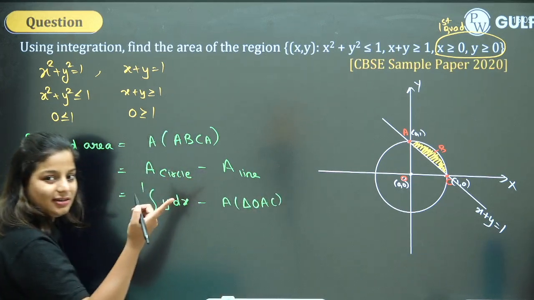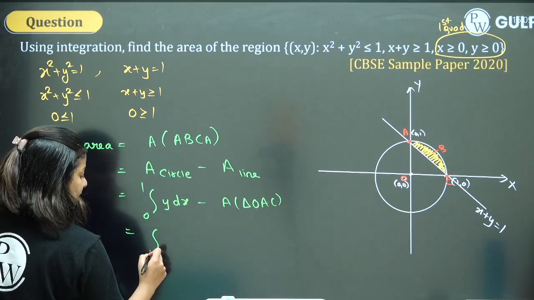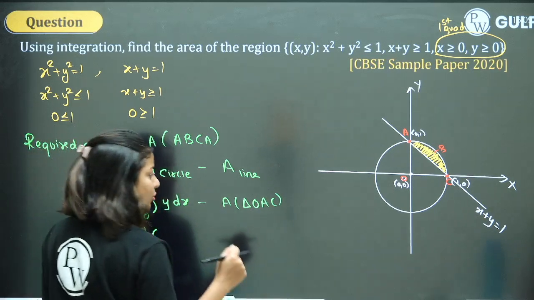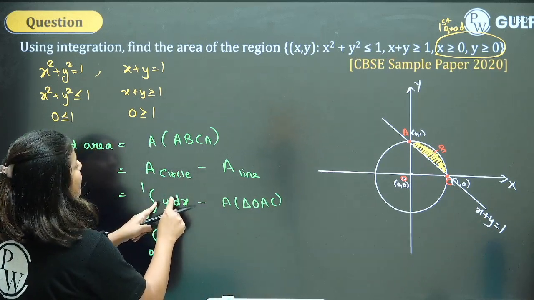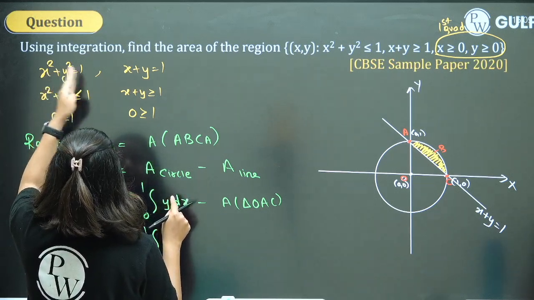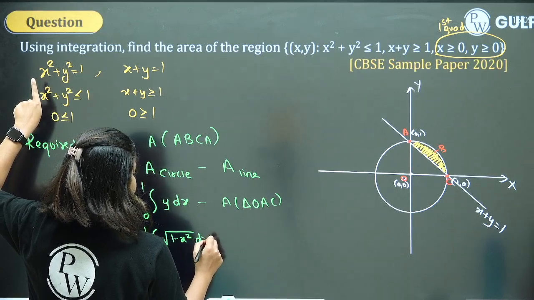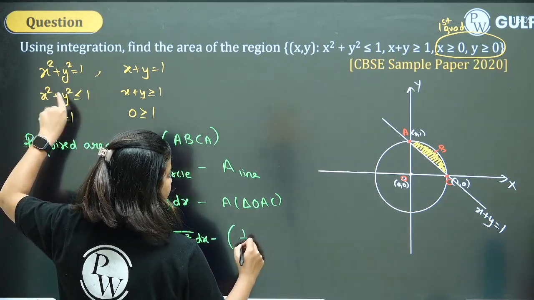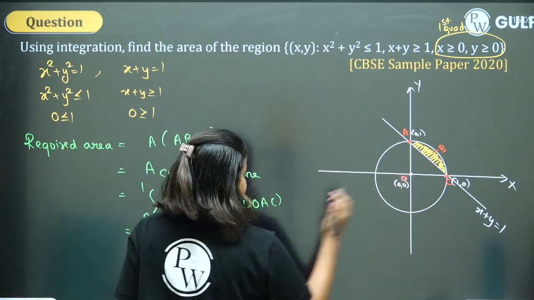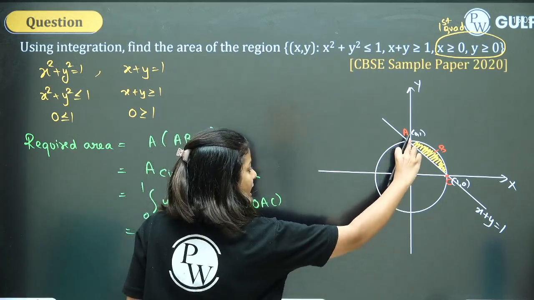We are smart, we are skipping a little, taking a little shortcut, a little cheating is fine. What is y? What is the value of y for a circle? y square is 1 minus x square. y will be root of 1 minus x square dx. Area of triangle will be half into base into height.